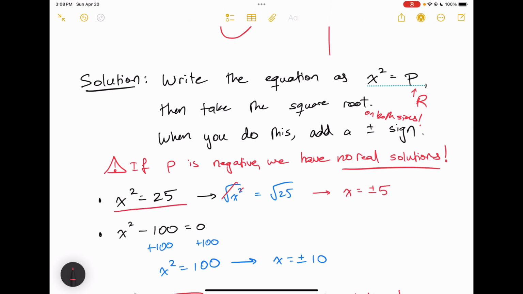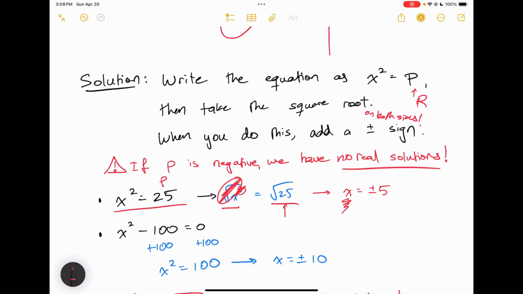This equation right here, x squared equals 25, is precisely in the form of x squared equals p. In this case, p is 25. The first thing I need to do is take the square root on both sides, which is what happens right here: square root on the x squared and square root on the 25. Remember the logic behind the square root: what number times itself will give you the number on the inside. When we have a square and a radical, those cancel out, hence the slashing. So we're left with x on the left side.